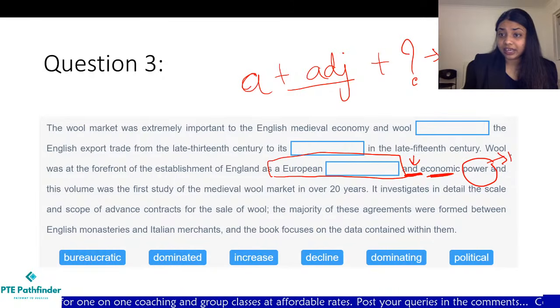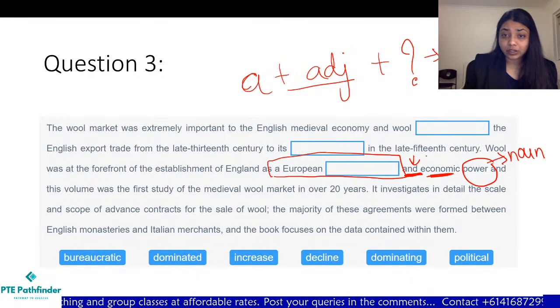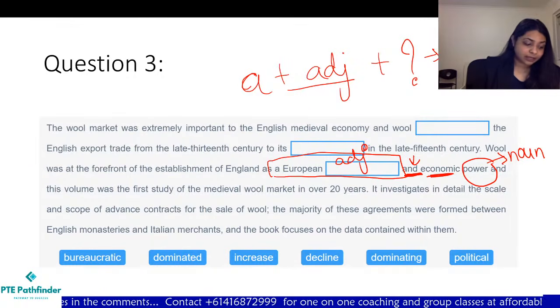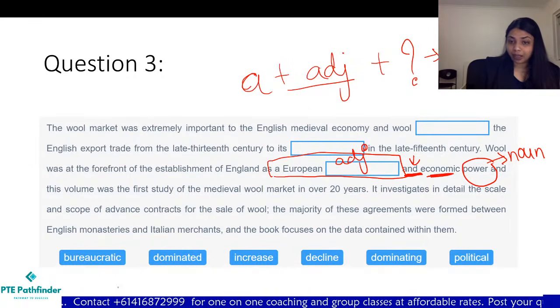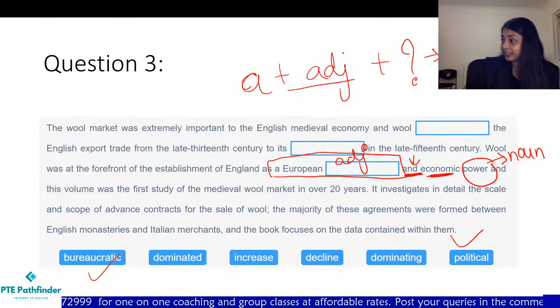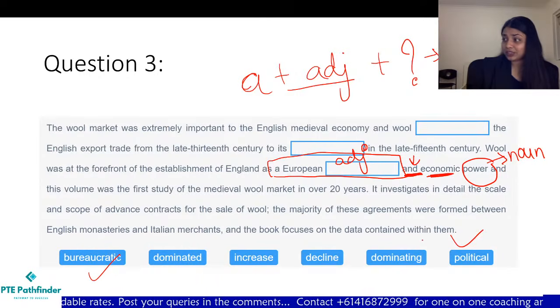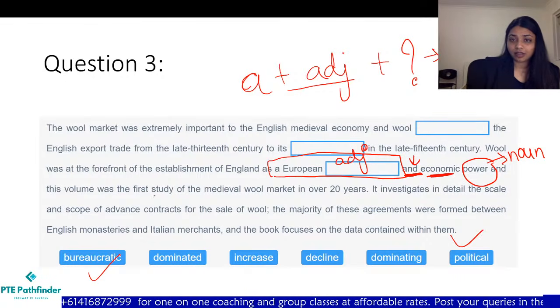So we already have the noun in here, right? So we are trying to search for another adjective in this case. And if you look at the answer options, we have some words like bureaucratic, political. Yep. So the correct answer in this case would be political. Good work, Surjit. Good work, Fiza. Good work, Chetan. So the third answer in this case is political.